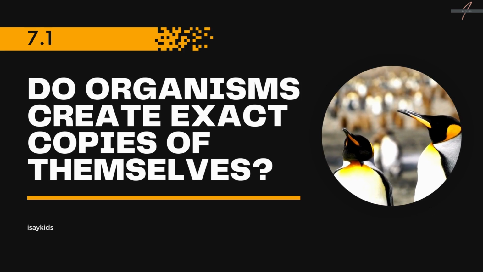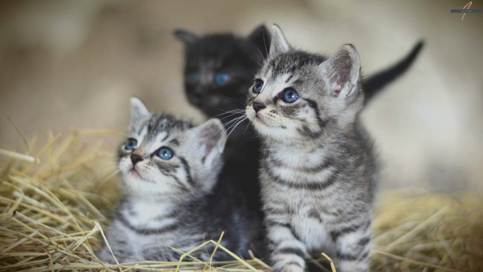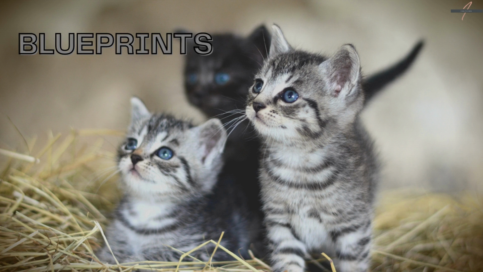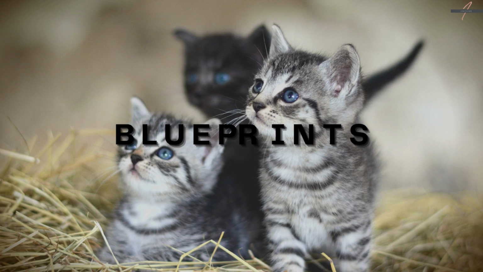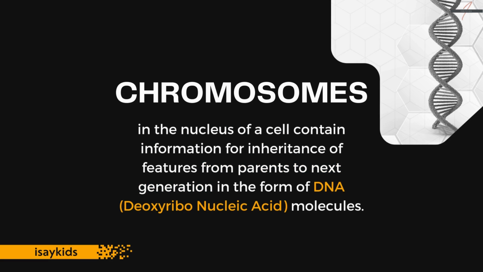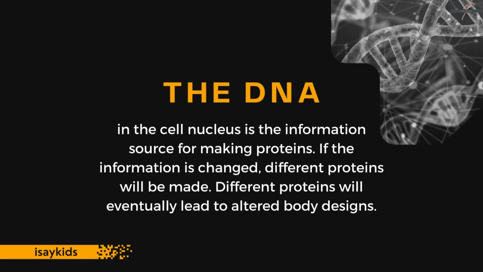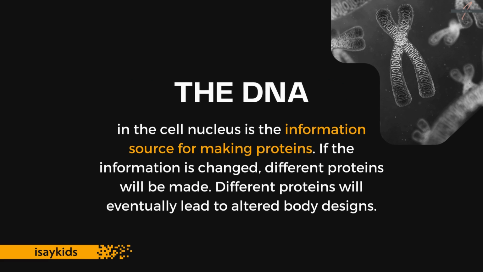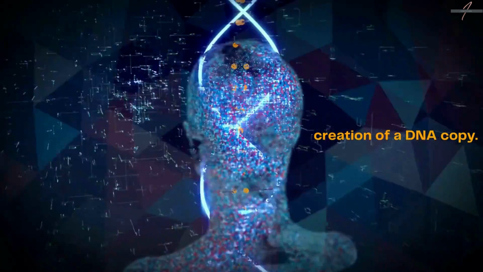Now, do organisms create exact copies of themselves? Organisms look similar because their body designs are similar. If body designs are to be similar, the blueprints for these designs should be similar. Thus, reproduction at its most basic level will involve making copies of the blueprints of body design. In class 9, we learned that the chromosomes in the nucleus of a cell contain information for inheritance of features from parents to the next generation in the form of DNA molecules. The DNA in the cell nucleus is the information source for making proteins. Now, if the information is changed, different proteins will be made. Different proteins will eventually lead to altered body designs. Therefore, a basic event in reproduction is the creation of a DNA copy.